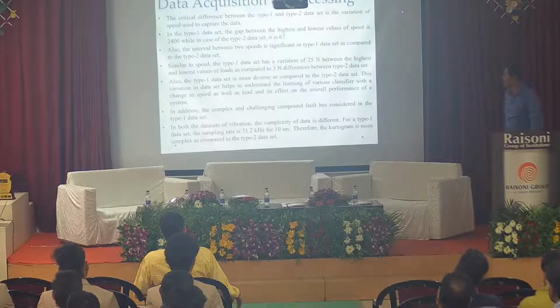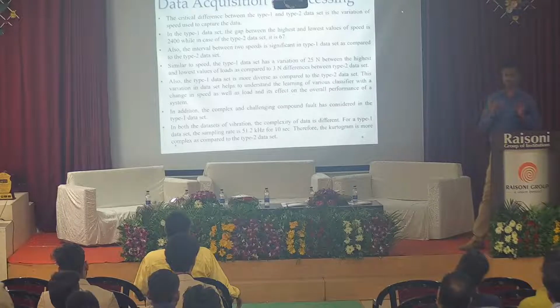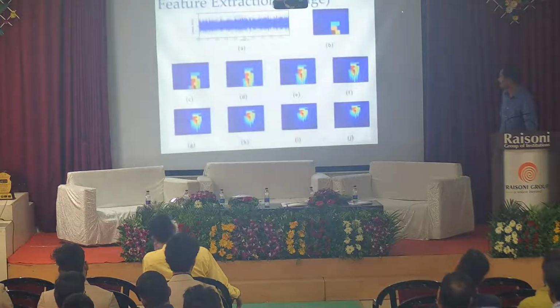And the most important thing, we have collected the compound fault, which is not in the case of Case Western Reserve University. That is why our data set is more complex. We have significant ranges in the load and the speed, as well as the new type of fault which we added. So that is the major thing. Next slide please. No, next.